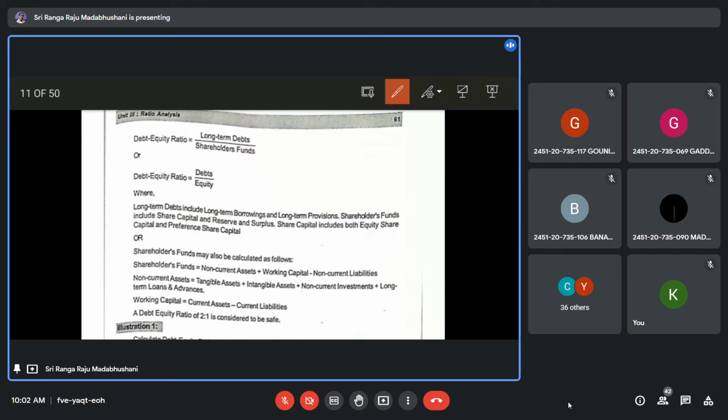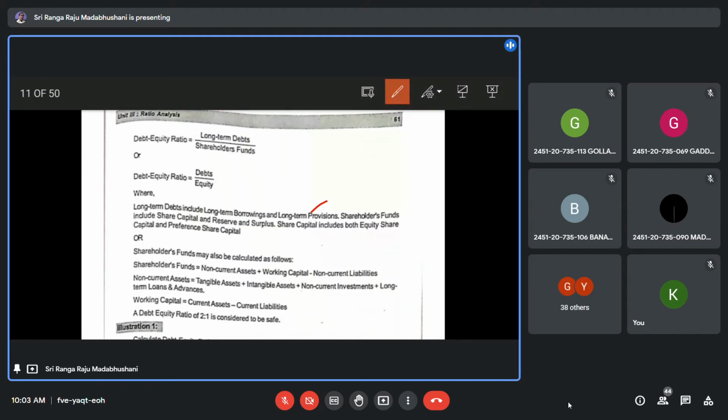One should be clear about what shareholders fund is, and long-term debt is okay. You will know that it is more than 1 year. If any borrowing is for more than 1 year, then it is long-term debt. Debt by equity. So long-term debt includes long-term borrowings, and long-term provisions, if any provision we made for a longer period. Loan from bank, debentures, loan from public, deposits, all these are long-term debt.